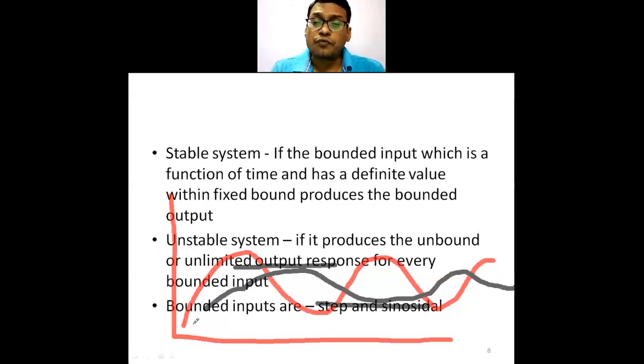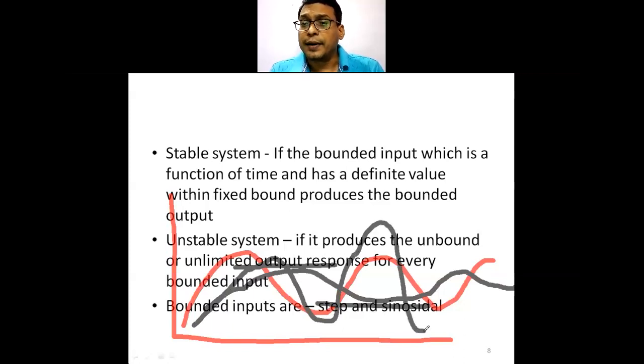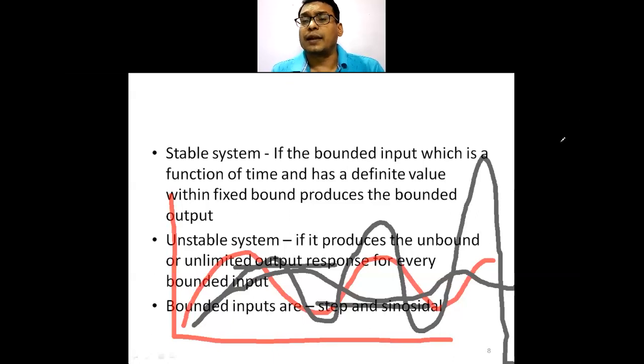Now, even for the same bounded input, if my graph is behaving like an unbounded system, that is, it is going beyond these limits, and for every cycle it is going to change its limits, then that becomes an unstable system. This is the unbounded output I am getting. This is the bounded output I have got.